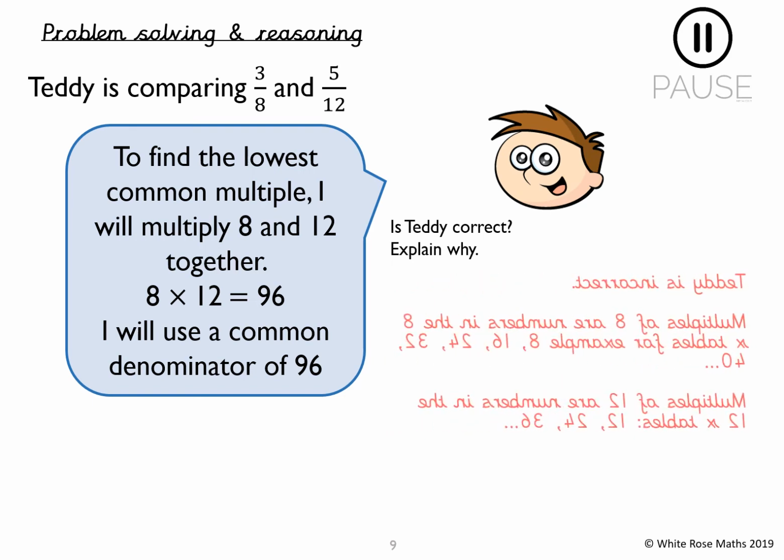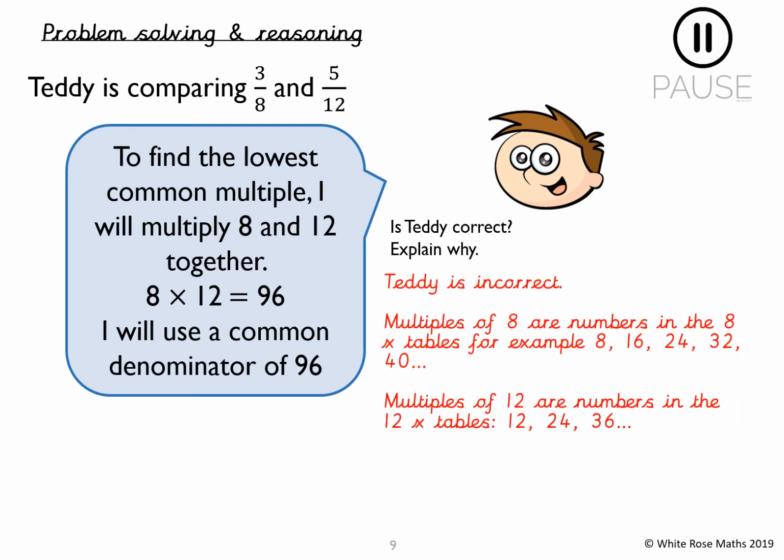So, Teddy is actually incorrect. The reason that he's incorrect is because, first of all, let's just look at what multiples are. The multiples of 8 are the numbers in the 8 times table. So 8, 16, 24, 32, 40 and so on. And the multiples of 12 are the ones in the 12 times table. So 12, 24, 36. So although 96 is in both the 8 times table and the 12 times table, because it's 8 times 12, is it the lowest possible answer?